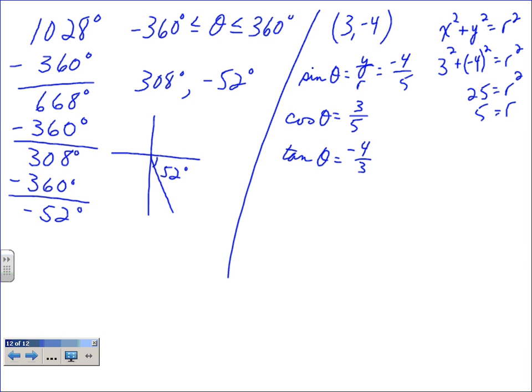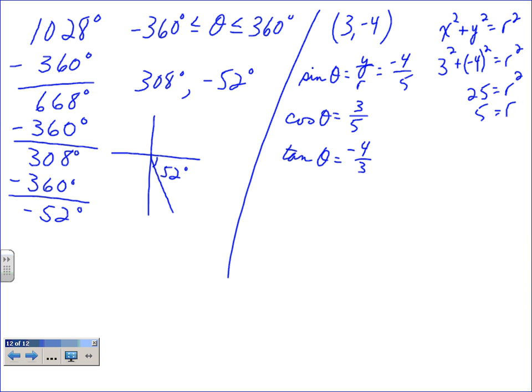Sine of theta on problem number 17 is negative 8 square root of 65 over 65. Cosine of theta is negative square root of 65 over 65. Tangent is 8. For number 18, sine of theta is square root of 10 over 10, cosine of theta is 3 square root of 10 over 10, and tangent is 1/3. And then you have the reciprocals.